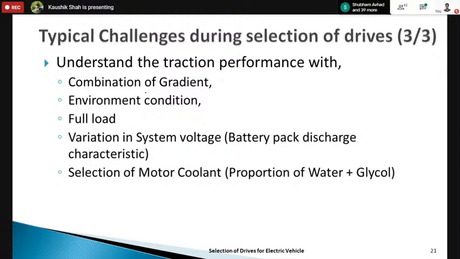Does it give you the same sort of power or current demand from 100% SOC to 0% SOC? You need to understand that, and hence most of these test agencies also have a battery simulator that simulates the real life conditions of the battery pack to understand the performance of the drive. This is important. Also very important, from the earlier session, is the motor coolant. What proportion of water and glycol you are considering, these decisions are pretty important. Maybe it is covered in the thermal simulation sessions, but it is pretty important.